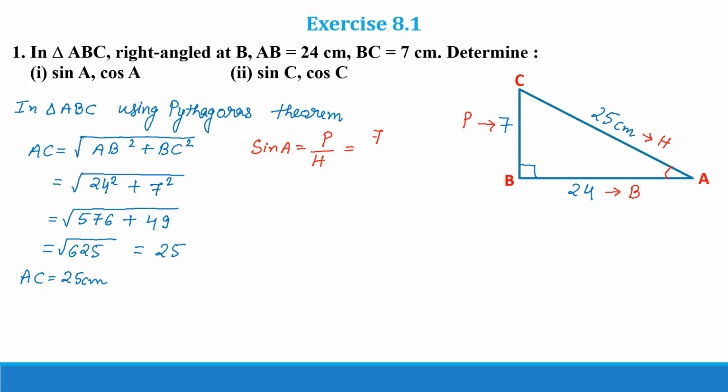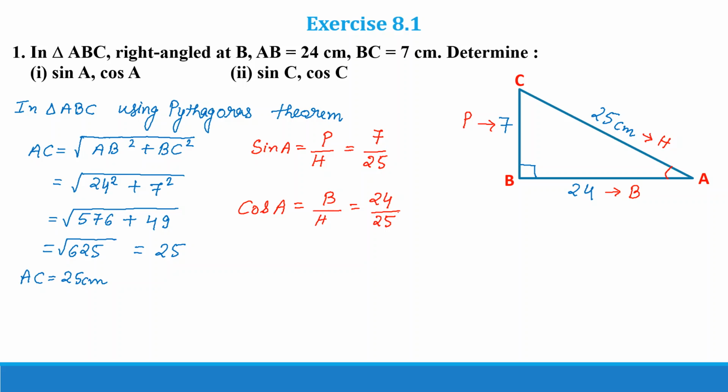Length of the perpendicular is 7 centimeter. Length of the hypotenuse is 25 centimeter. So the value of sine A will be 7 by 25. Same way, if we try to find out the value of cos A, we know that the value of cos A is base by hypotenuse. So the length of the base here is 24 centimeter and the hypotenuse is 25 centimeter. So it will be equal to 24 by 25.